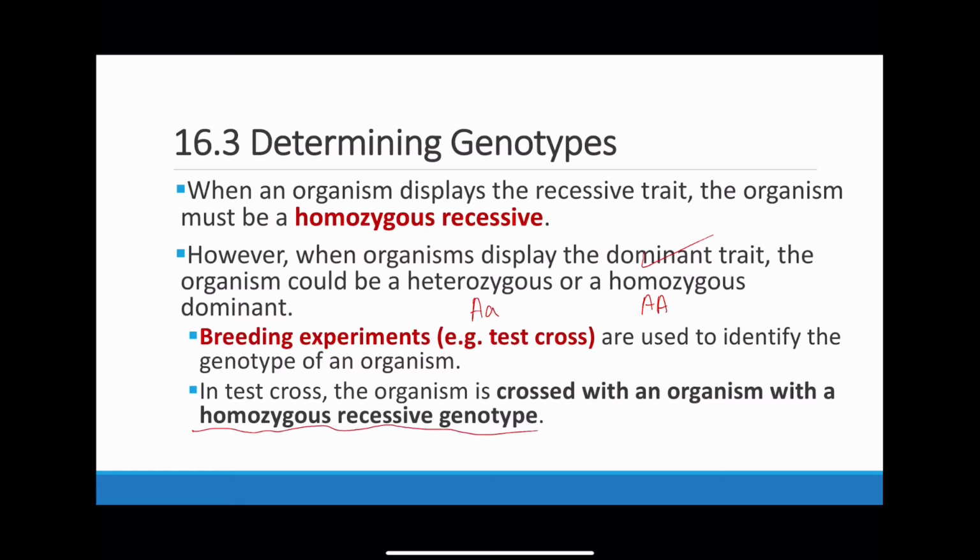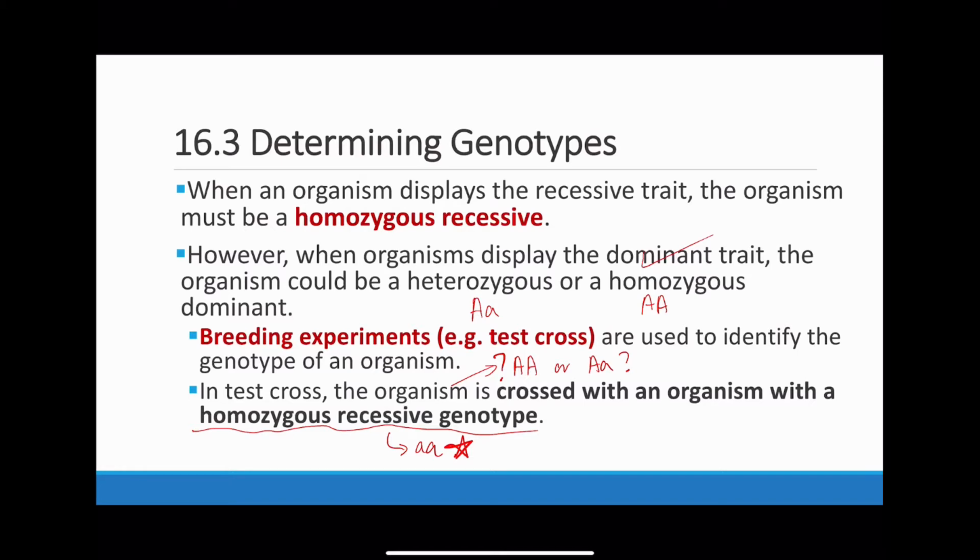So let me give you an example. Homozygous recessive genotype could mean small a, small a. But this unknown organism over here, the one that I'm not sure about, can be either big A, big A, or big A, small a. And I'm trying to prove which it is by crossing this organism with a homozygous recessive genotype. This is the one that you're not sure about, but this one you must make sure is a homozygous recessive genotype. So what can the cross result in?